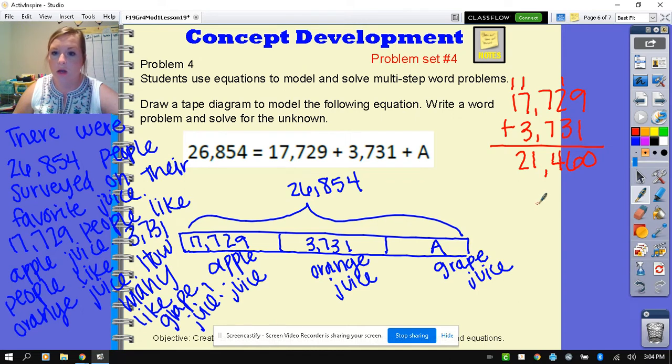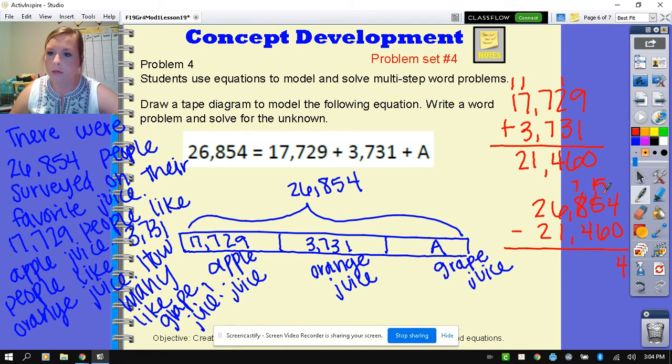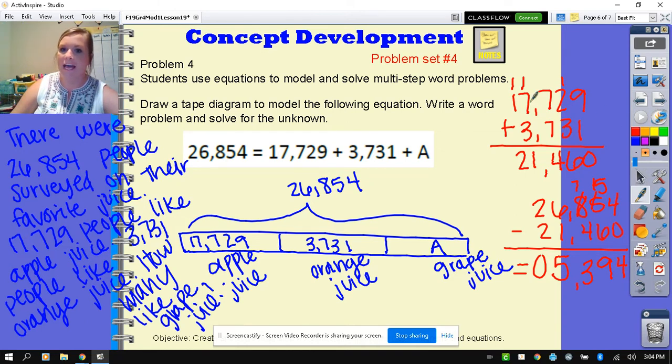So we need to take that away from our total to figure out how many would be left with grape juice. Minus our 21,460. 4 minus 0, my big number is on top. This one, my big number is on the floor, so I'm going to come over here and borrow. 15 minus 6, 14, 13, 12, 11, 10, 9. 7 minus 4 is 3. Again, my big number is on top, so I have 5. And 2 minus 2 is 0. So I am left with 5,394.